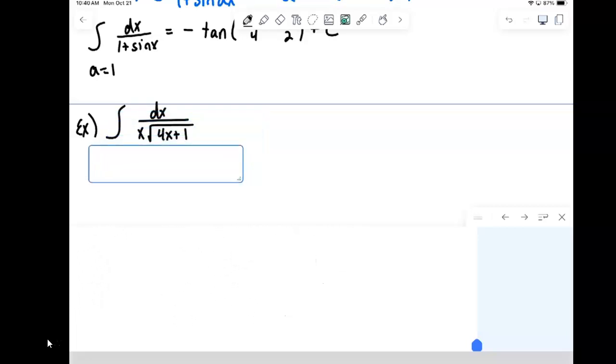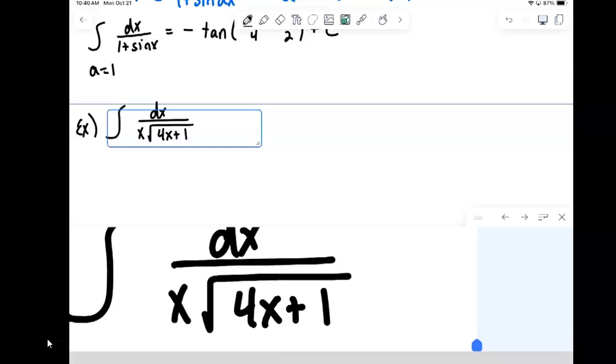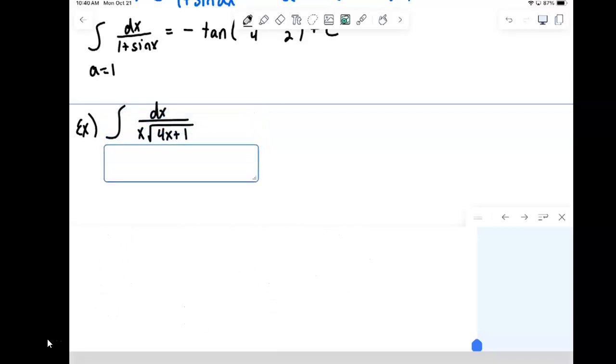We could fumble around and try some things, maybe try a substitution and rearrange things to get into the format of something we might be able to work out. But the main point here is this is something that we just don't really recognize.